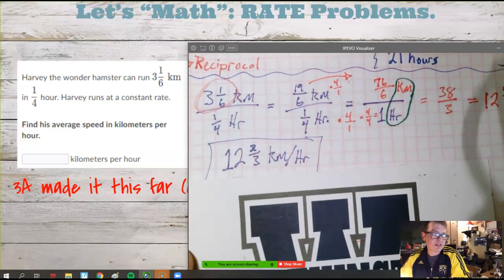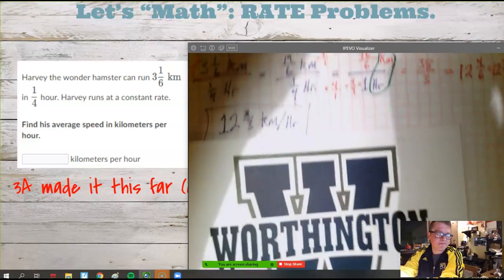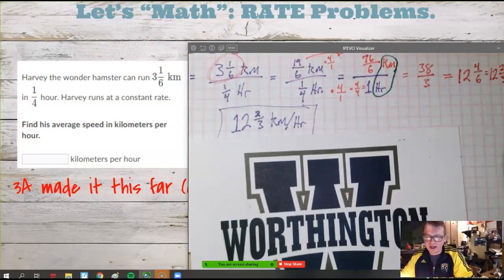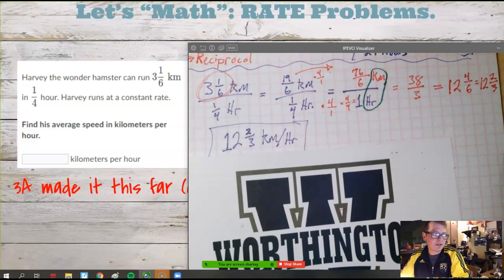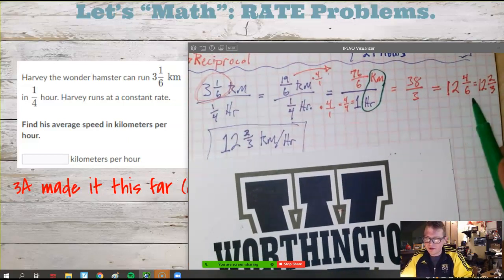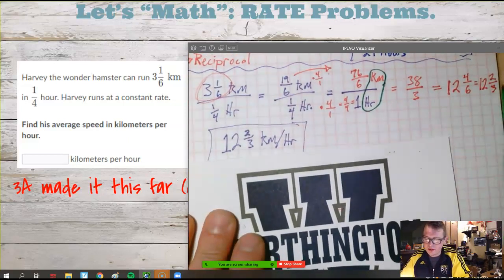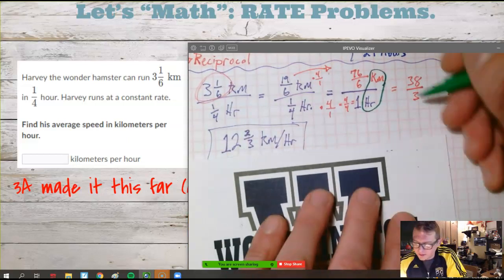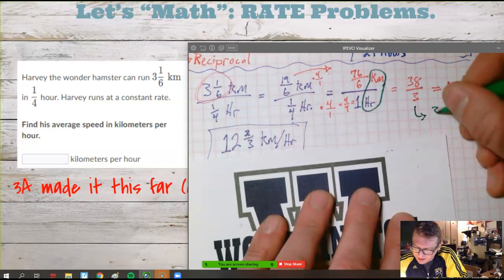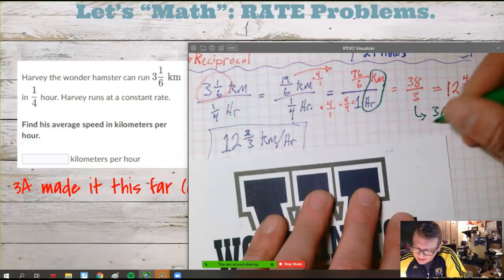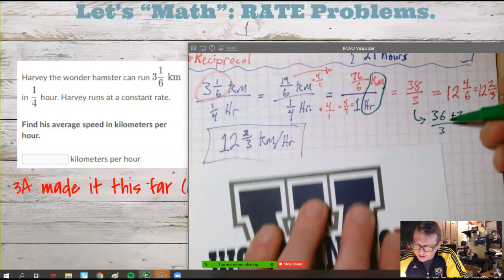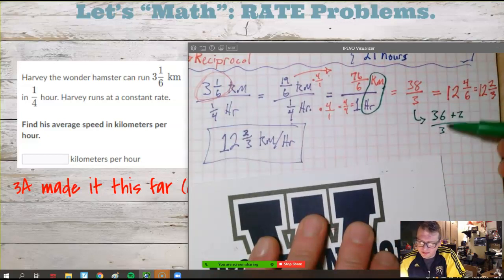So guys, we're going to take that 38/3 and try to simplify it. And if we make it into a mixed number, it becomes 12 2/3. Right? Because we take 38/3 and we make it 36. So 36 divided by 3 is 12. 2 divided by 3 is 2 more thirds.